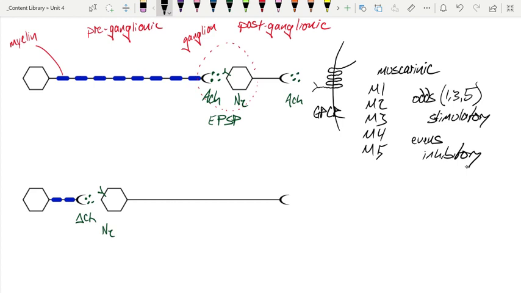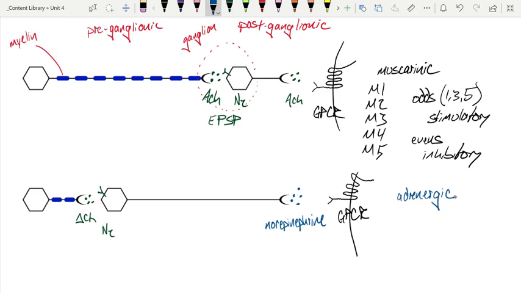This is where we start to see some interesting differences. The post-ganglionic in the sympathetic system does not release acetylcholine. The neurotransmitter here released is norepinephrine, also called noradrenaline. It's also binding to G-protein coupled receptors on the target tissue, but these have a different name. These are called adrenergic receptors. It's not quite as clean as 1, 2, 3, 4, and 5. We actually have 2 classes of adrenergic receptors. We've got alpha and we've got beta.